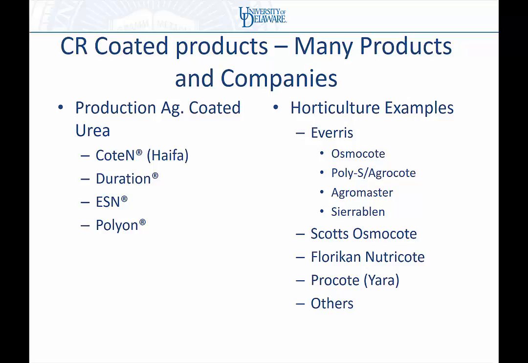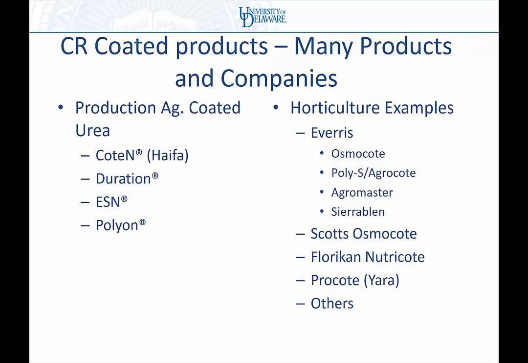Horticulture examples, there are just loads and loads of them out there. Everris is the company that's bought a lot of these. They're part of ICL, another big company. They've got Osmocote, Polyon, AgriCoat, AgriMaster, Sierra Blend. So they offer a large group of multi-nutrient sources that are used in horticulture applications. They're trying to get into the agronomic and into vegetable crops right now.